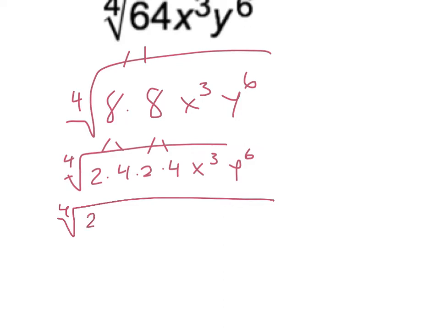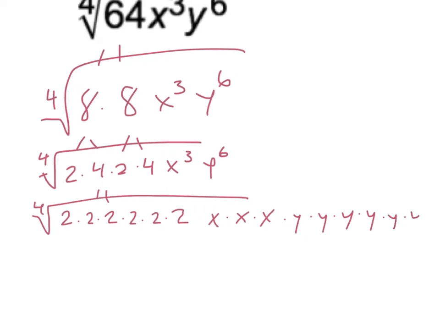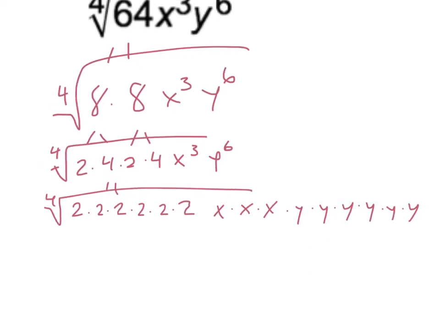And now we're going to break down the 4's. So we have 2 times 2 times 2 times 2 times 2 times 2. X cubed y to the 6, which now I'll write them all out. So we have x times x times x, and y times y times y times y, 6 times. Okay, so now this 4 tells us that we need to circle groups of 4. So we're going to circle 4 2's at a time here. We don't have 4 more 2's to circle, so we're just going to leave those. We don't have 4 x's that we can circle, but we do have 4 y's. So we're going to circle 4 y's.